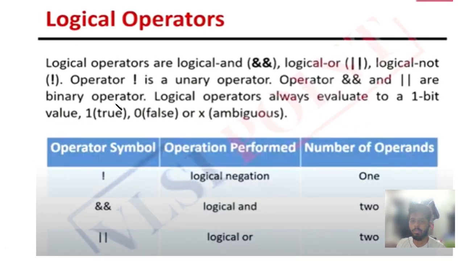Let us see what logical operators are. Logical operators are logical and, logical or, and logical not. The not operator is a unary operator. The and, or operators are binary operators. Logical operators always evaluate to a one-bit value: 1 true, 0 false, or ambiguous. This operator symbol is logical negation, and the number of operands it operates on is 1. This is called the logical AND operator, and the number of operands it is performed on is 2. Similarly, logical OR is performed between two operands.